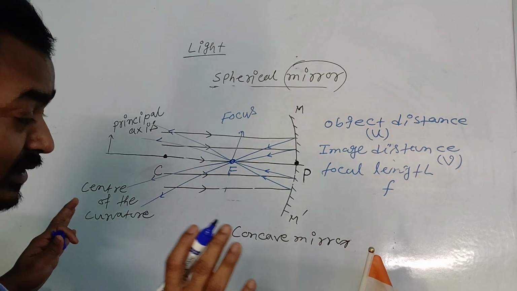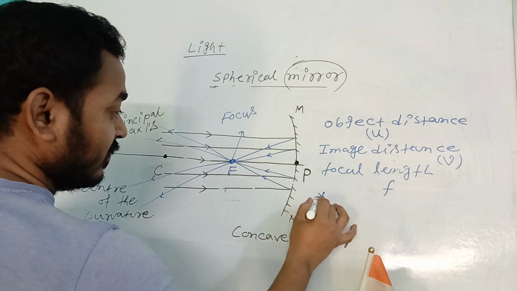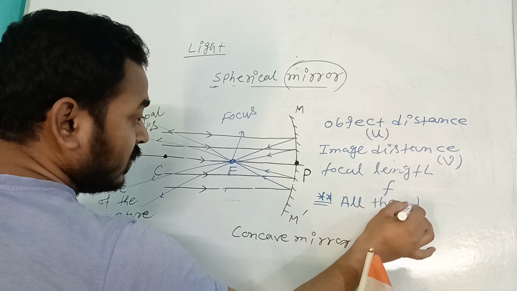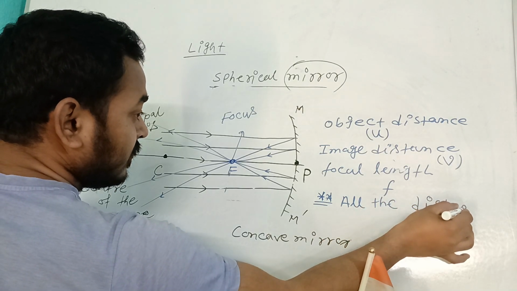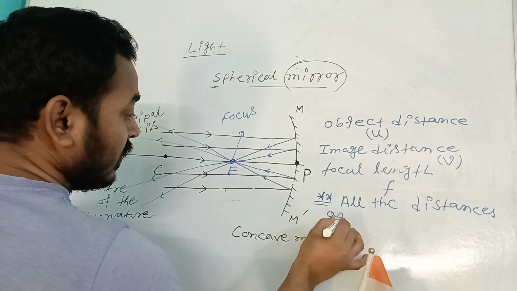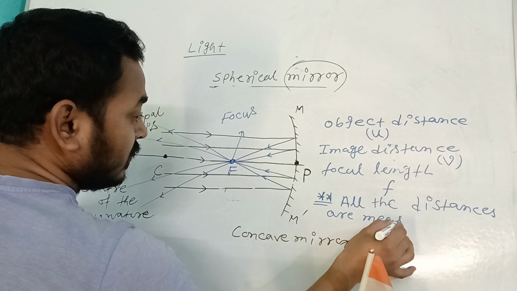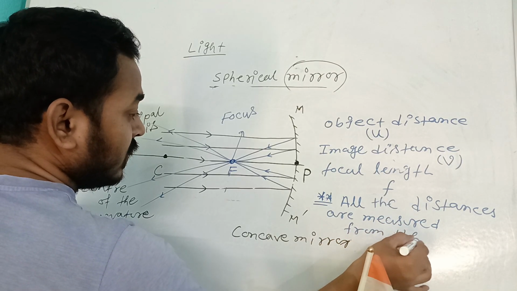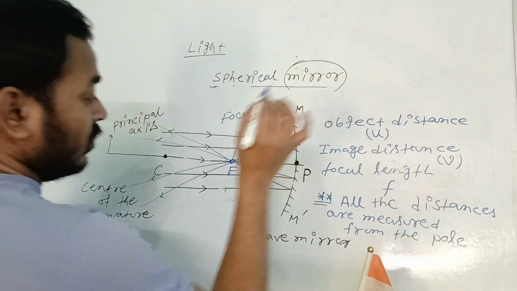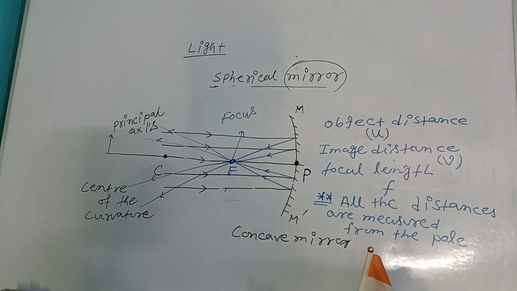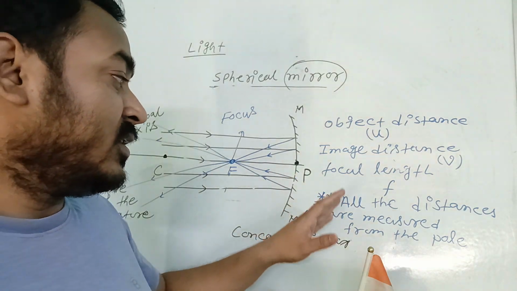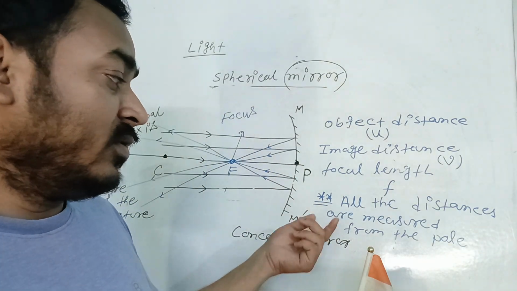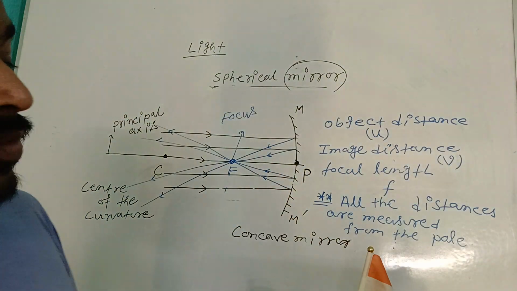And here write one point which is very, very important. All the distances are measured from the pole. Write it. This is very, very important. All the distances are measured from the pole.